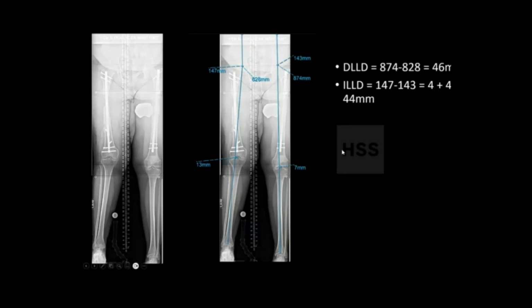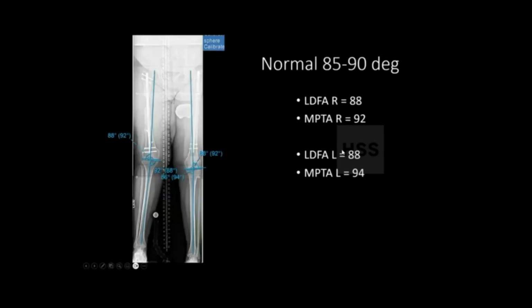So meanwhile, we also have this deformity now, right? So I can't just put another nail in and lengthen him. I have this deformity to deal with. So let's look at our deformity analysis. We look at LDFA, MPTA, side to side. LDFA is the same on both sides. So actually his femur is not deformed. There is no valgus of the femur.